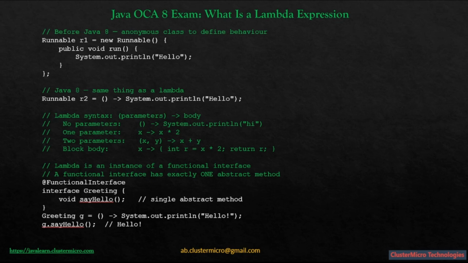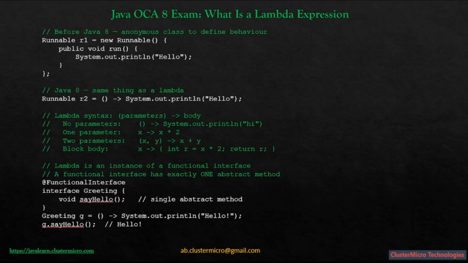Now the functional interfaces. If you see this code, @FunctionalInterface Greeting, with void sayHello. Then Greeting g equals the empty brackets, arrow, System.out.println hello. So g.sayHello prints hello. A lambda only works with a functional interface, an interface that has exactly one abstract method. The lambda provides the implementation of that one method. Here Greeting has that one method, sayHello, so the lambda with the empty brackets, arrow, System.out.println hello implements it. When we call g.sayHello, the lambda body executes and prints hello.